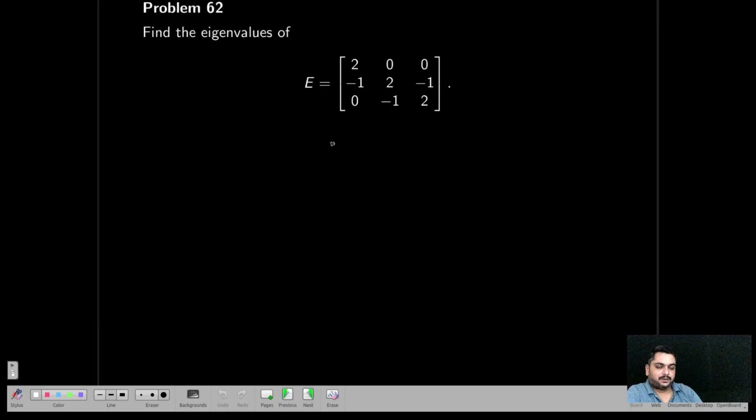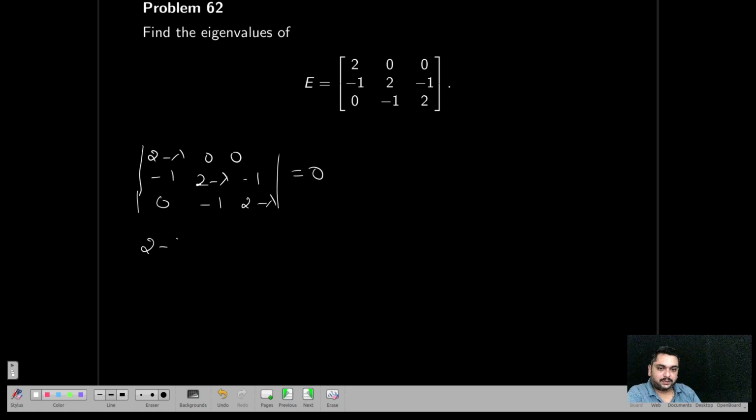Find the eigenvalues of this matrix. So please check, is it a diagonal matrix or triangular matrix? No. So then we'll go for our normal approach. 2 minus lambda, 0, 0, minus 1, 2 minus lambda, minus 1, 0, minus 1, then 2 minus lambda, equal to 0.